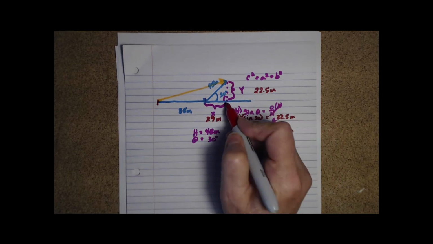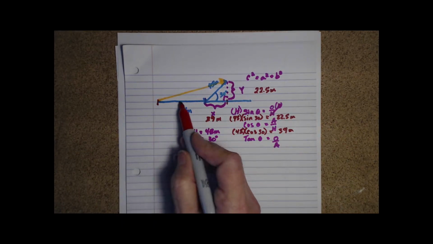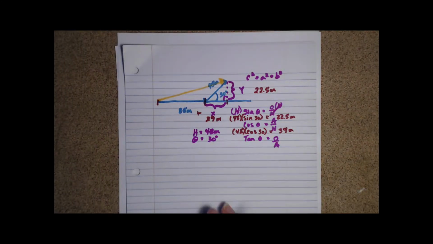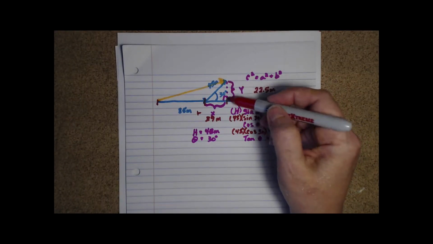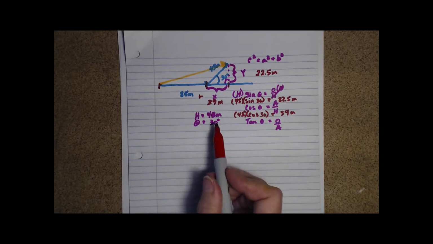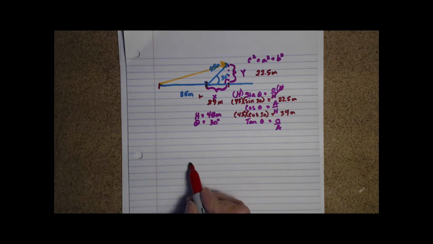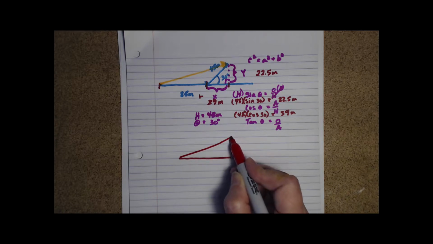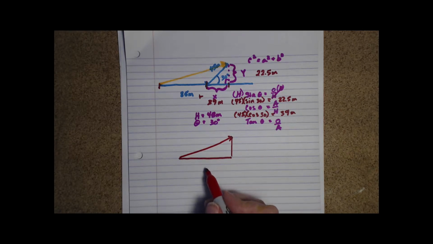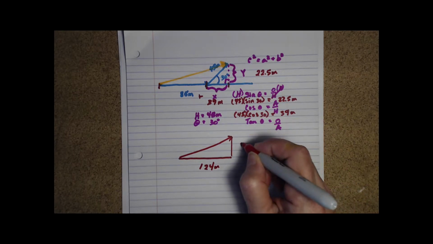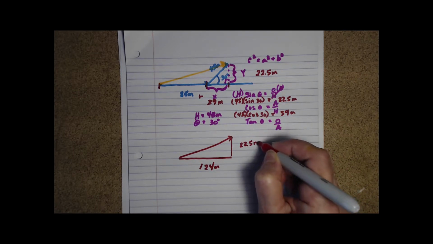Now the x side of my triangle right here is going to be 39 plus the original 85, because that ended right here. But my vertical component here is going to be 22.5. So let's take a look at what it's going to do here. I'm going to redraw that triangle so it looks a little bit clearer to you. And here's my displacement. So 85 plus 39 is going to give me 124 meters for this side and 22.5 meters for my vertical.